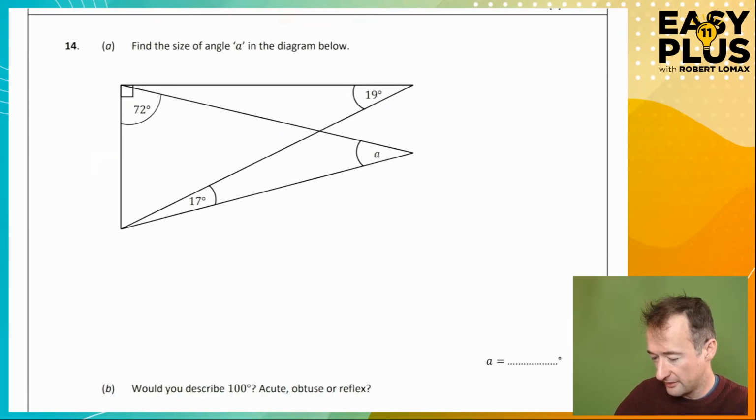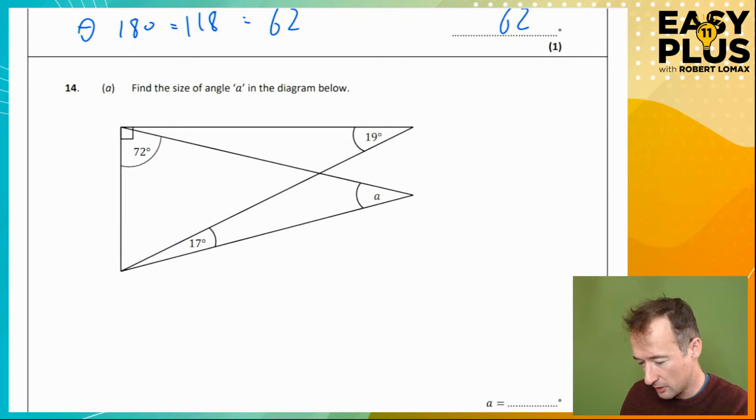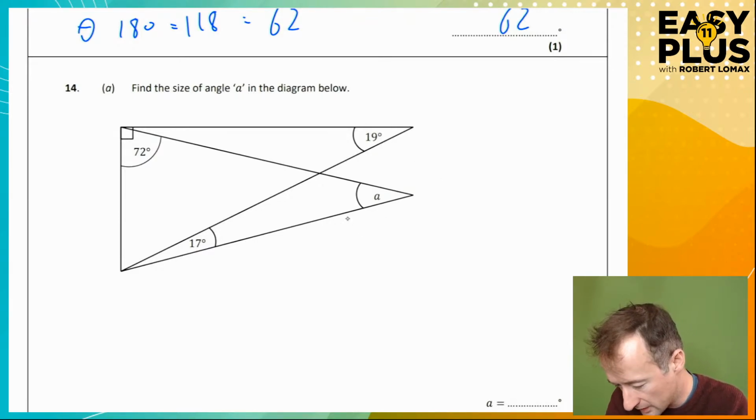Find the size of the angle A in the diagram below, the angle A or alpha or whatever it is. Okay, there we are. Let's call it A to make life simple. How can we do that?